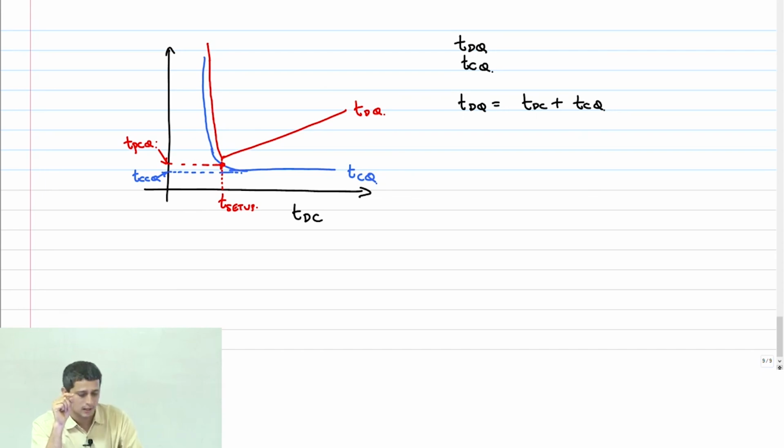TCQ is defined as the propagation clock to Q delay. And when TDC is far enough, that delay is called the contamination clock to Q delay. So remember, like I told you, the origin of contamination and propagation delay are very different for flops and combinational circuits. And this is the origin for sequential circuits.